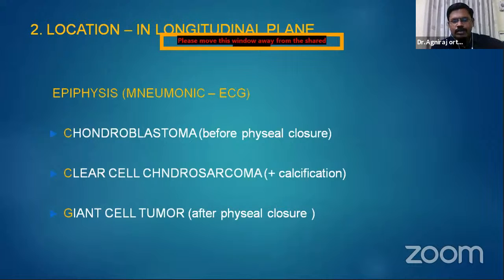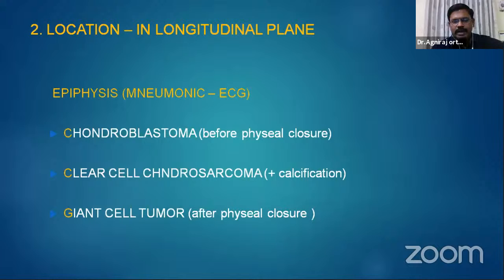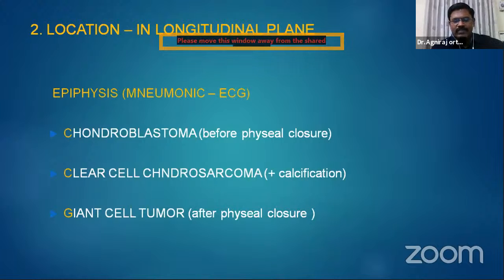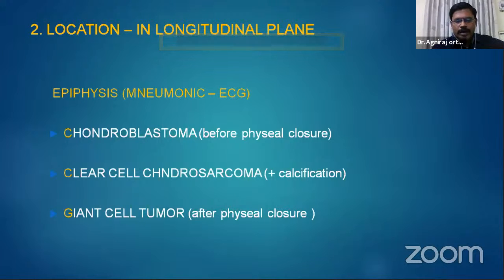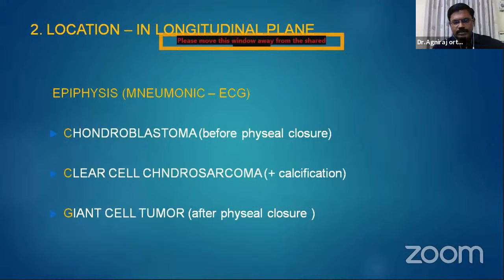So epiphyseal tumor before physeal closure, in the first decade or second decade, it is chondroblastoma. Epiphyseal tumor after physeal closure, around 30 years, 20 to 40 years, is giant cell tumor. So chondrosarcoma, except chondrosarcoma is more common in the metaphysis. Only one type of chondrosarcoma, clear cell chondrosarcoma alone, is common in the epiphysis. Only these 3 tumors arise from the epiphysis.